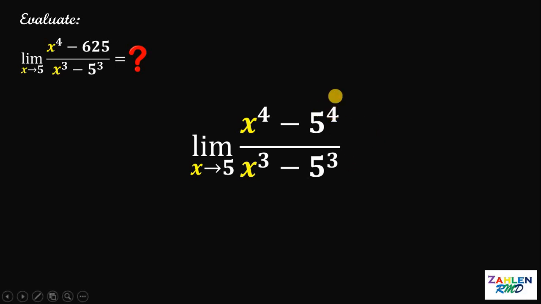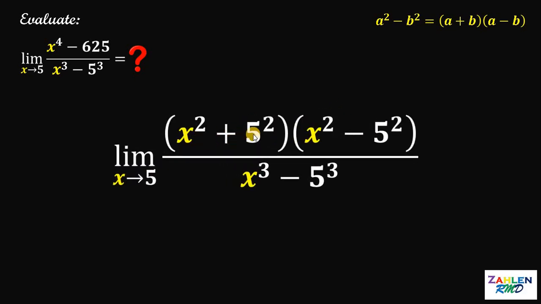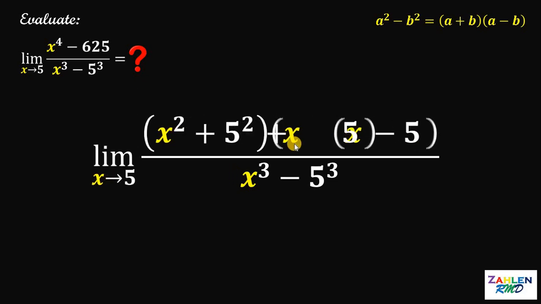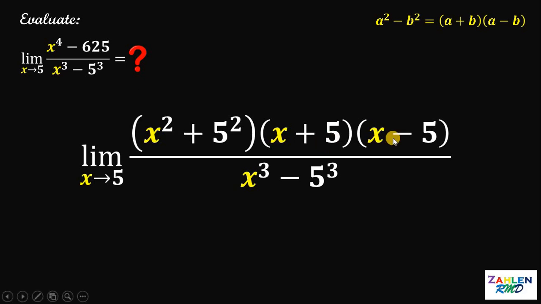the problem. Now, on the numerator, we have a square number minus another square number. Therefore, we can use the difference of two squares. So if we have a squared minus b squared, it is equivalent to a plus b multiplied by a minus b. Therefore, this x raised to the fourth power minus 5 raised to the fourth power can be factored as x squared plus 5 squared multiplied by x squared minus 5 squared. Now, this second factor, x squared minus 5 squared, can be factored also as x plus 5 multiplied by x minus 5, applying the difference of two squares again.